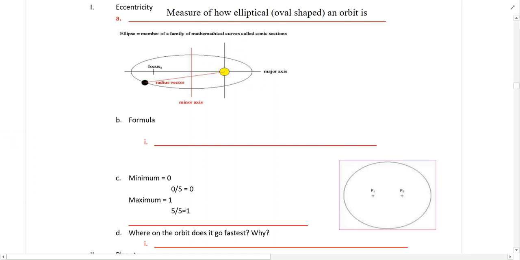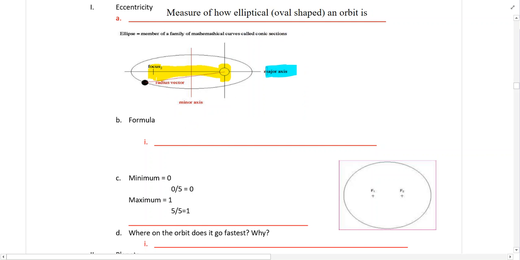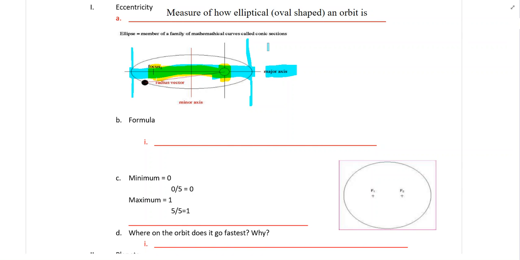If we look at our elliptical orbit again, we'll see that there's the sun right here, and then there's another focus point right here. The distance between the foci is just the distance we can measure from here all the way over to here. Now, the major axis is listed here. This is our major axis. The major axis is the length from here all the way over. That distance from here to here is our major axis.